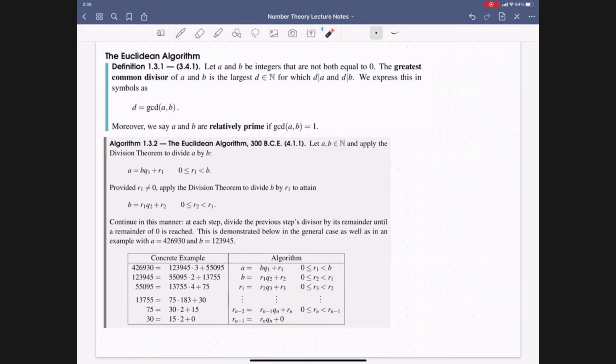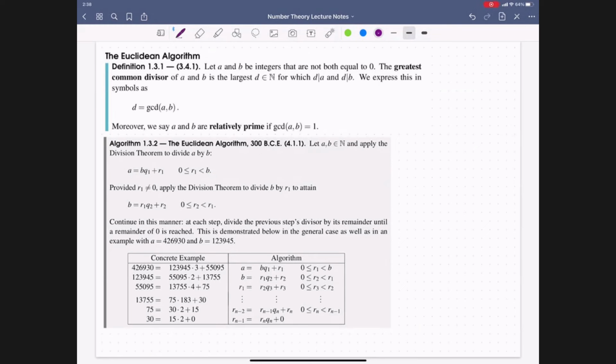But why does this terminate? Like, how are we guaranteed that this is actually going to terminate? That this algorithm is not going to go off to infinity and we can just do it over and over again? Well, the key thing is, by the way that this algorithm runs, we're always applying the division theorem each time if we have a non-zero quantity.